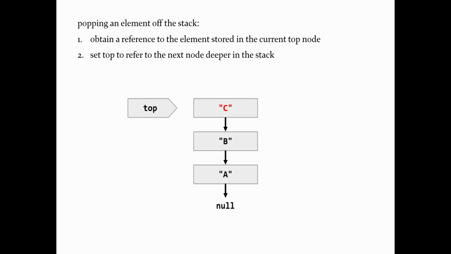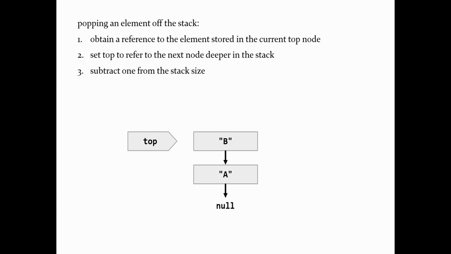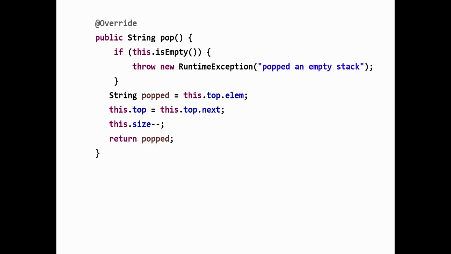I need to make the top node point at the next node in the sequence. So I want to make it point to B. How do I make it point to B? Well, this.top just becomes this.top.next, because that points at the B. So that's easy to do. Decrease the size by 1. That's easy to do too. And then return the reference obtained in step 1, which is also easy to do. So popping the stack looks like that. Ignore the exception for now.